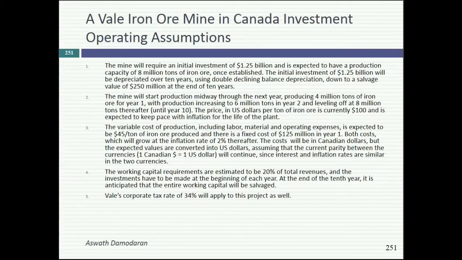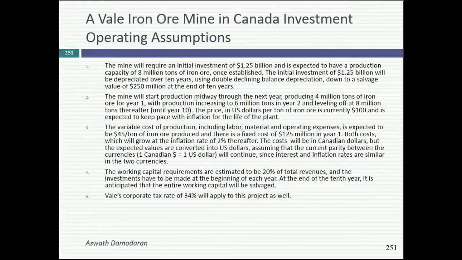And I'm going to make your life simple. I'm going to assume that the price in dollars was $100 when I did this. And I'll give you what the updated price is, and you're going to see very quickly how good projects can become bad projects. $100 price, and it's expected to keep pace with inflation for the life of the plant. So it's $100 this year, and it's going to grow at the inflation rate over time. The variable cost of production is expected to be $45 per ton, with a fixed cost of $125 million. Both costs, again, will grow at the inflation rate over the life of the project.